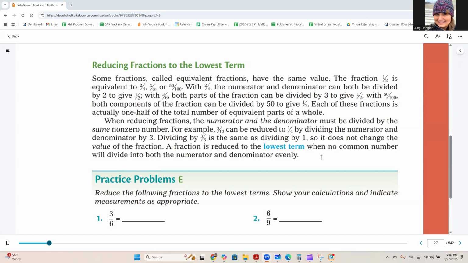When reducing fractions, the numerator and the denominator must be divided by the same non-zero number. For example, 3/12 can be reduced to 1/4 by dividing the numerator and denominator by 3. Dividing by 3/3 is the same as dividing by 1, so it does not change the value of the fraction. A fraction is reduced to the lowest terms when no common number will divide into both the numerator and denominator evenly.